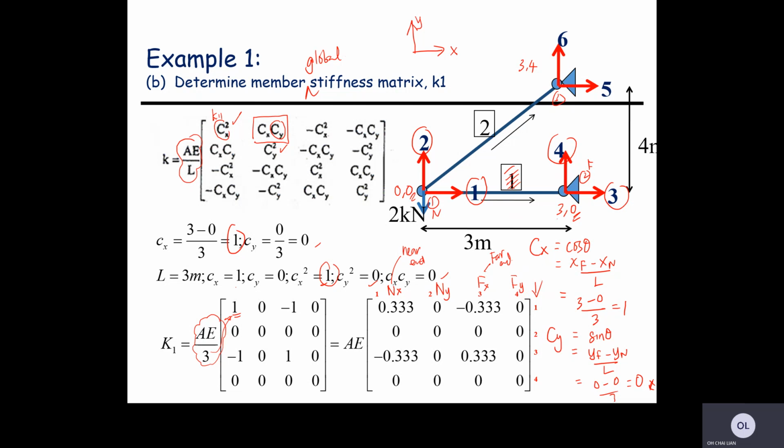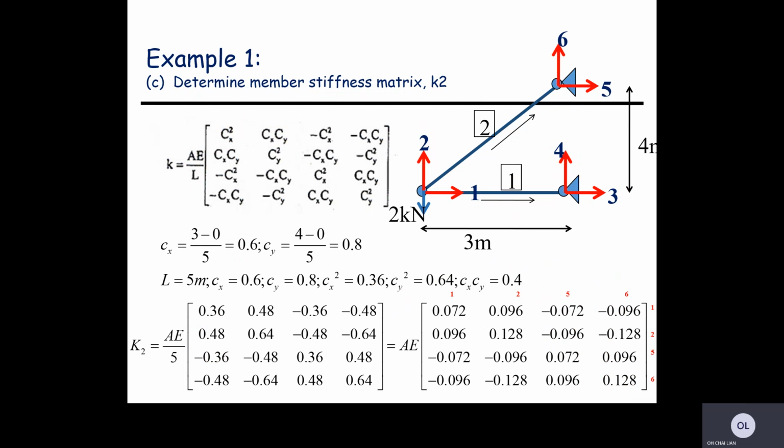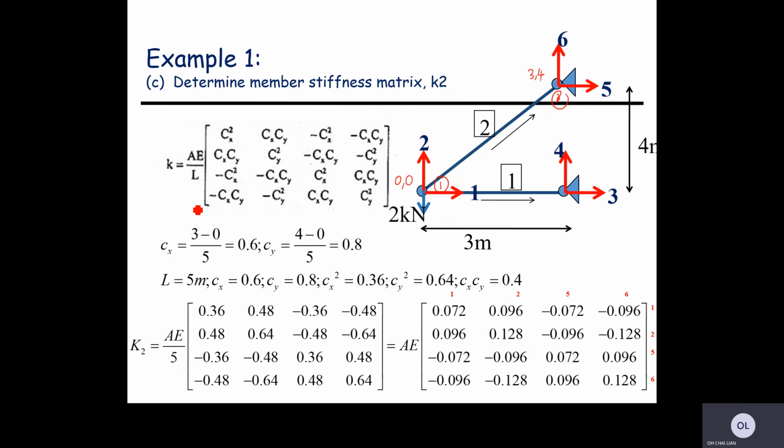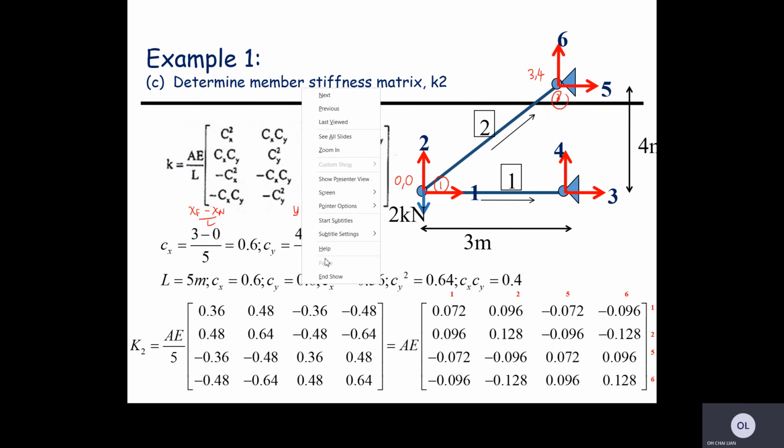So we'll need to continue with K2. Here I will show you how to determine Cx and Cy again for this element 2. Now this is node 1, this is node 3, and we have previously put the coordinates 0, 0, and this is 3, 4. So therefore, to get the Cx for this case, just to put in the formula again. It will be x at the far end minus x at the near end divided by the length L. Y at the far end minus y at the near end divided by the L. So let's try.